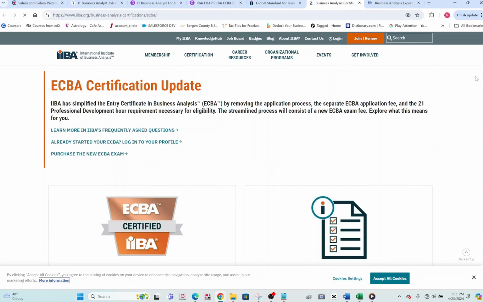So their requirements are usually you take a class, you pass the class, you take a test, you pay for the test, you take the test. If you pass the test by getting a certain score, you get the certificate. Okay. Oh, they've simplified the entry certificate in business analysis by removing the application process. Oh, that's nice, because the application process was you have to prove that you have this business analysis experience. So that's cool, at least for their main certification, which is the CBAP.